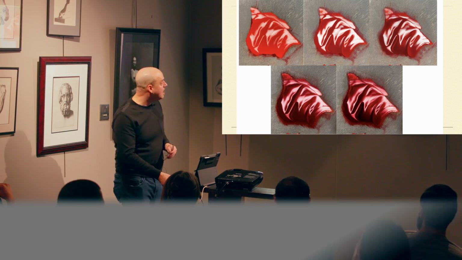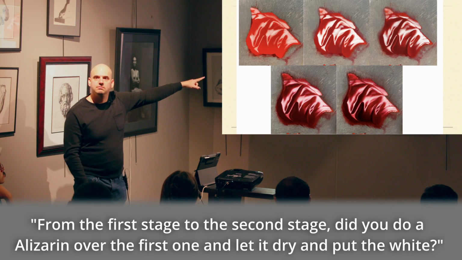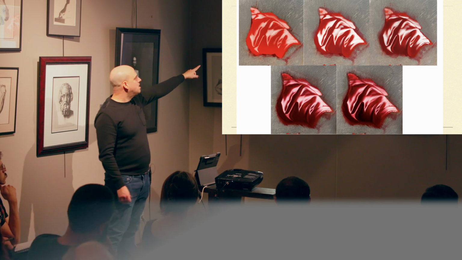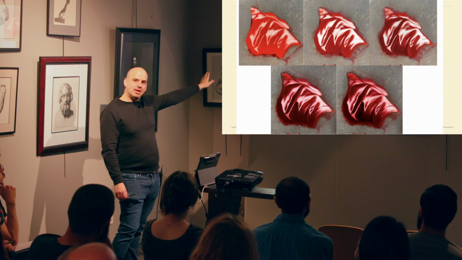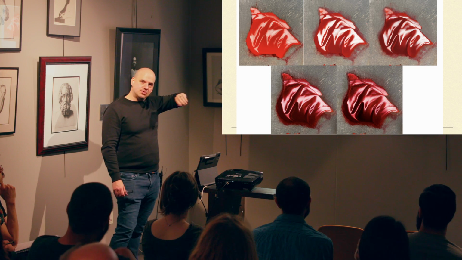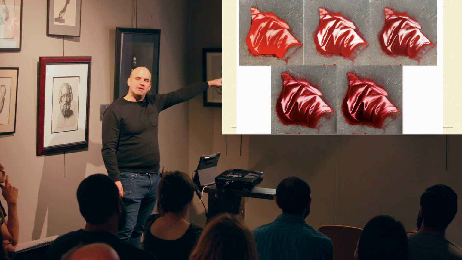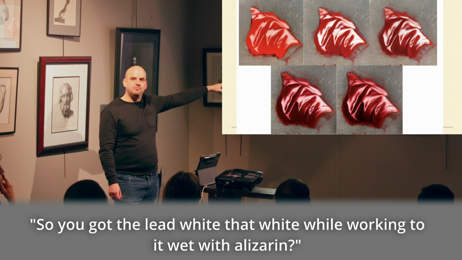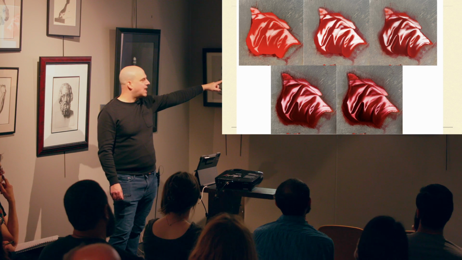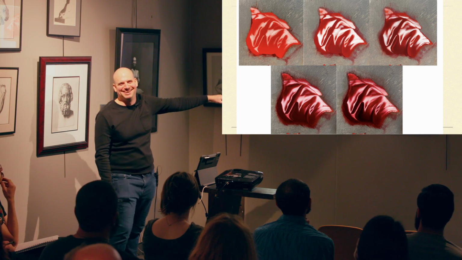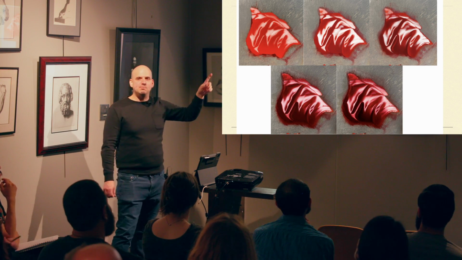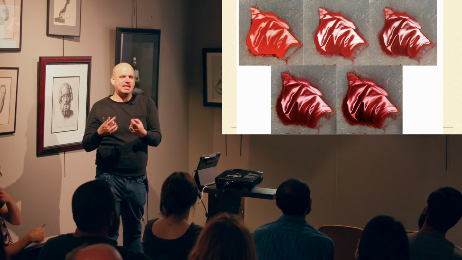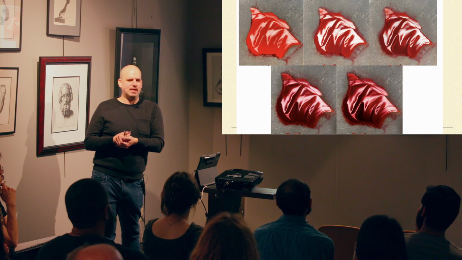Yes. Can you go back to it? Yeah. So from the first stage to the second stage, did you do alizarin over the first one? Yes. And then let it dry and put the white? So if we imagine the first one is on my easel, I glazed that with alizarin crimson and then worked into it with lead white to arrive at image number 2. So you worked the lead white into it wet with alizarin? Yes. I might have wiped off to help me out. That might also be 2 layers, like I did it once and then, oh, that looks a little dim, and then I beefed up the whites a little bit. I can't quite remember because it was a while ago, but that might be it.